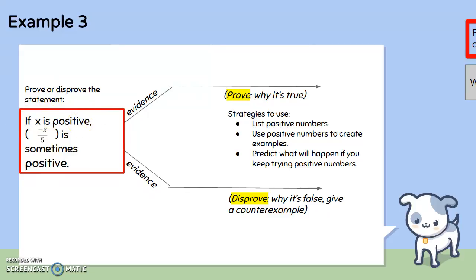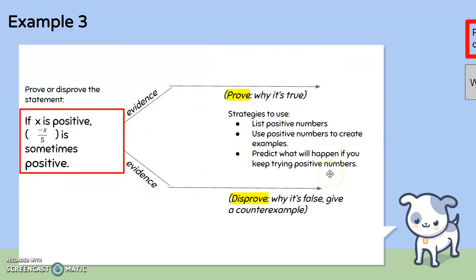And if x is positive, the claim is that if we plug a positive number in here for x, we will get a positive value. Which then this right here is, remember, the opposite of x over 5. So let's think about this. How could we give evidence either to prove this statement or to disprove it?